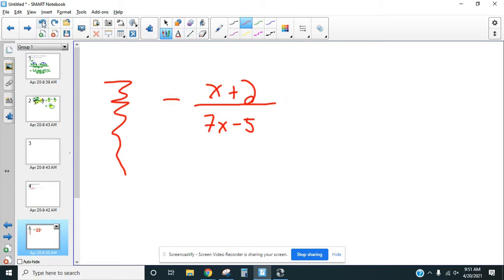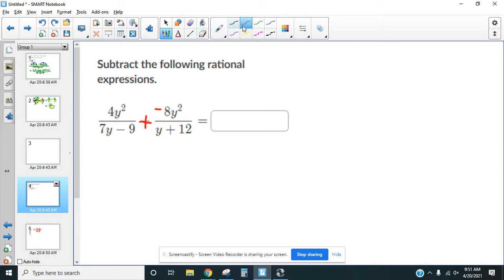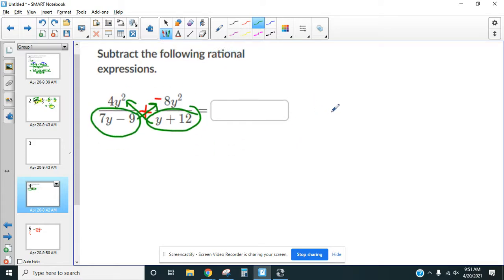So that's one I wanted to point out to you. If it's minus like that, we change that to plus, and we change everything else after to the opposite sign. Deal? Okay. Let's do this one. So now we can do exactly what we did before. We're going to take this up there. Looks like cross multiplication, but it's really not. So we're going to have 4y squared.